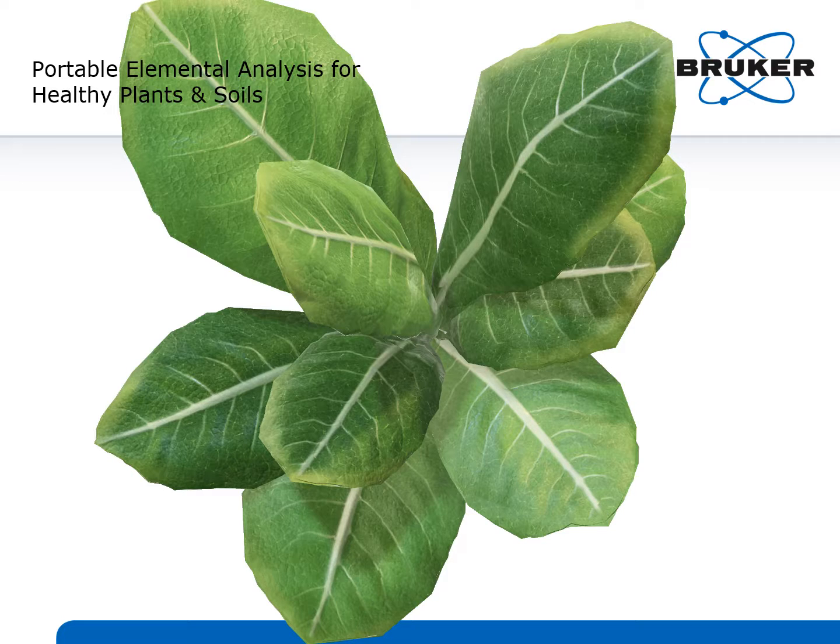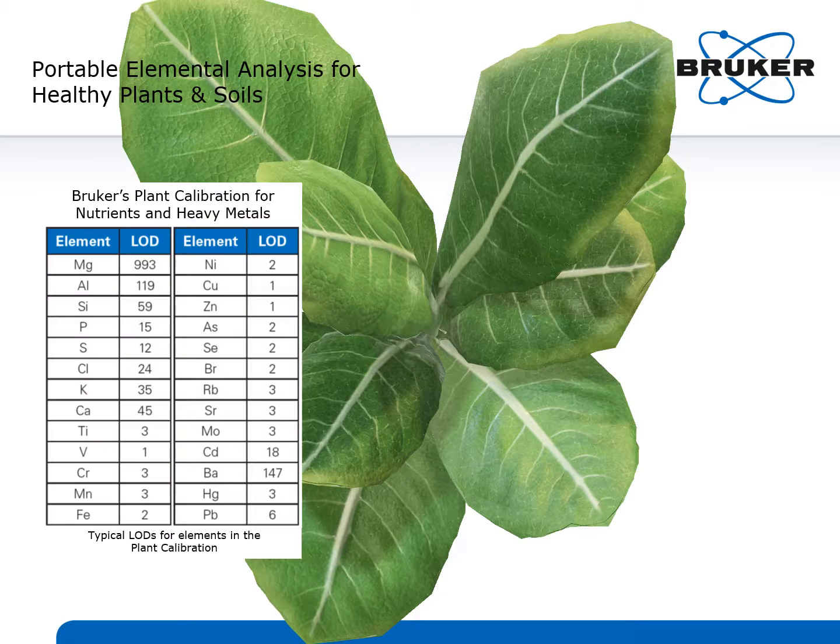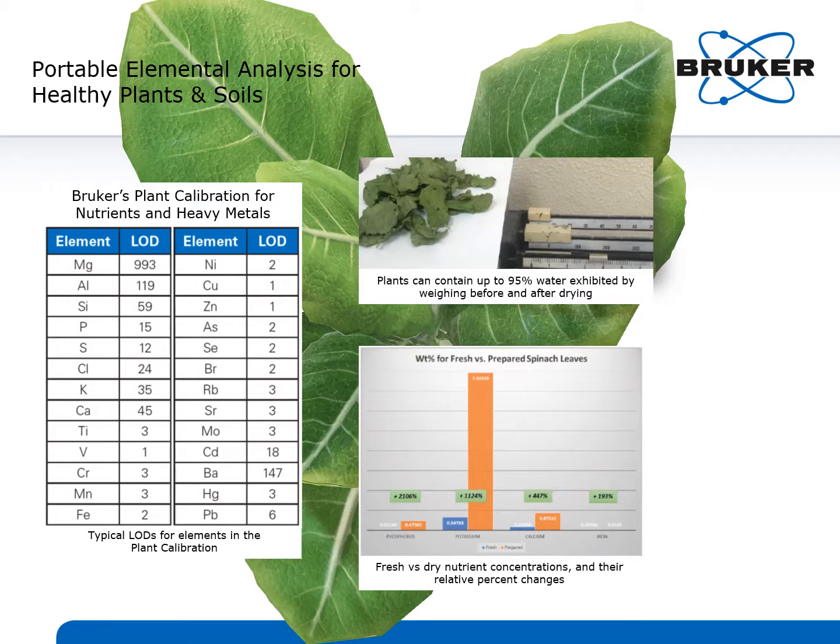In addition to being thin and having uneven surfaces with stems, veins, and pulp, plants contain substantial amounts of water. Using proper sample preparation procedures, Bruker developed a robust factory-ready calibration for its portable XRF analyzers covering nutrients and heavy metals in plants. Studies show that plants can have up to 95% water in the leaves, which will adversely affect quantitative analysis if not taken into account.